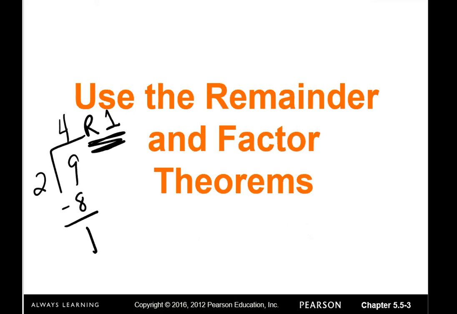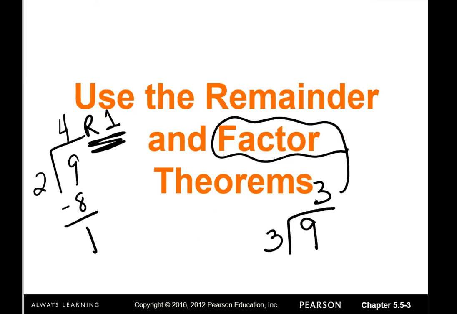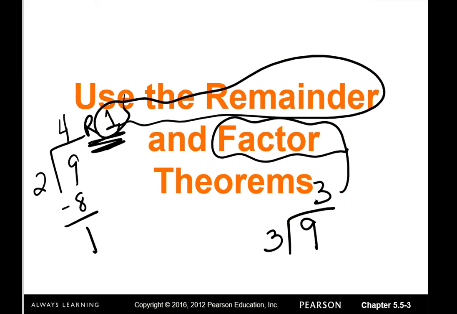Factors are things that divide in evenly. So 3 does go into 9 3 times. 3 would be called a factor. Over here, the 1 is the remainder. You only get remainders on numbers that are not factors. If it goes in evenly, 3 goes into 9 3 times, that's 9. When you subtract and you get a 0, it divided evenly, that's a factor.